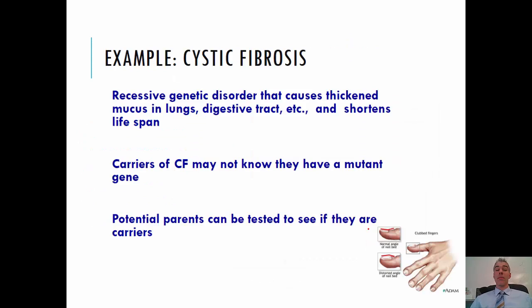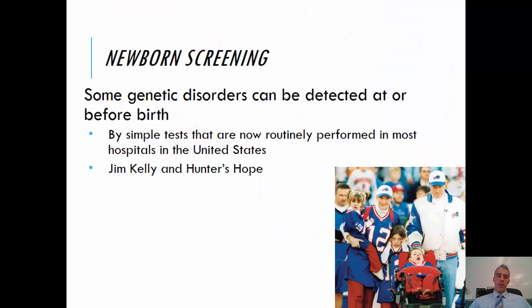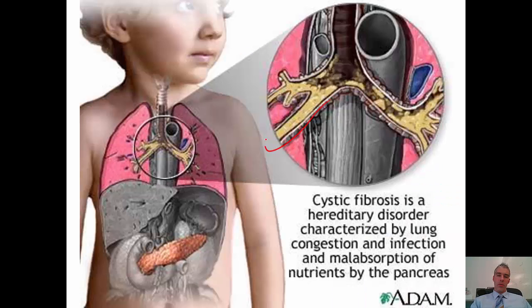Cystic fibrosis is an example of this. This is a gene where it's an autosomal recessively inherited disease. It's super rare, but if two people that are carriers have children, they have a 1 in 4 chance of having a child that has it. And they're showing you that thick mucus in the lungs, trapped in the bronchial tubes of the lungs up there.